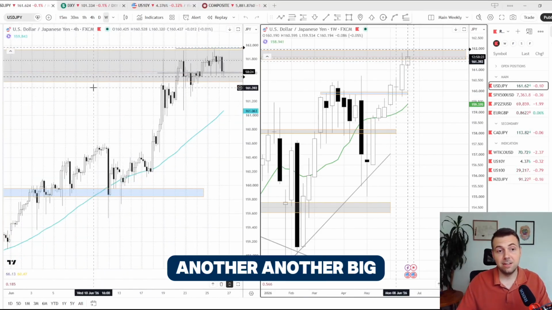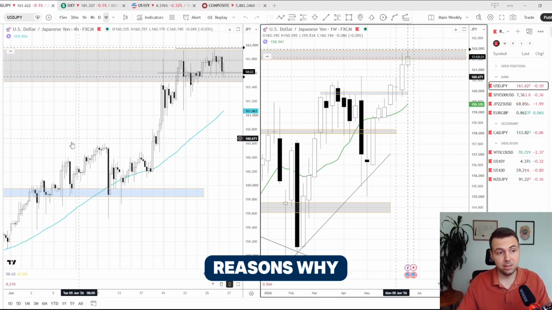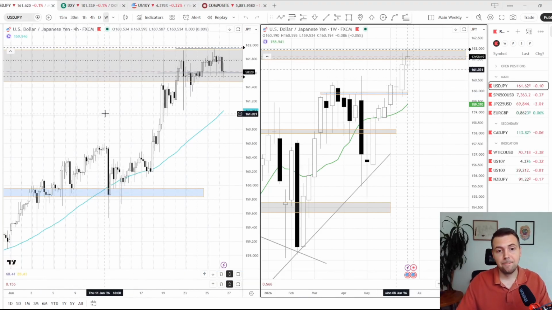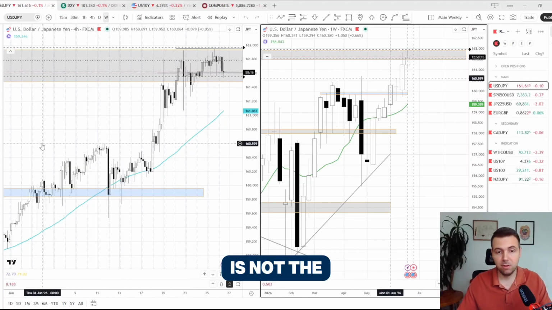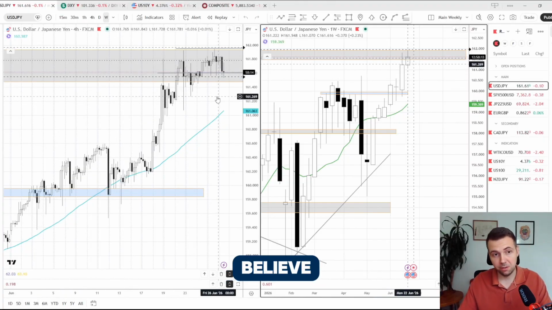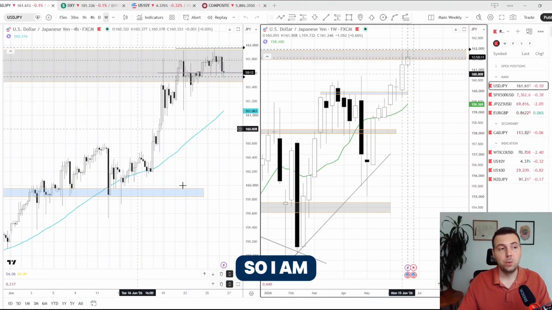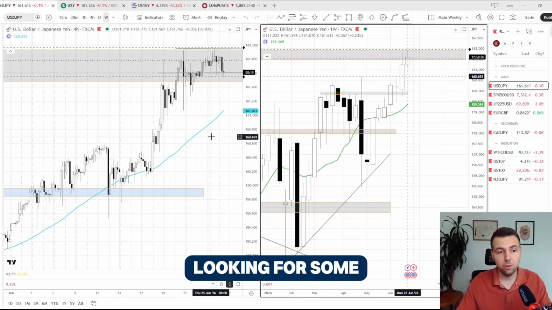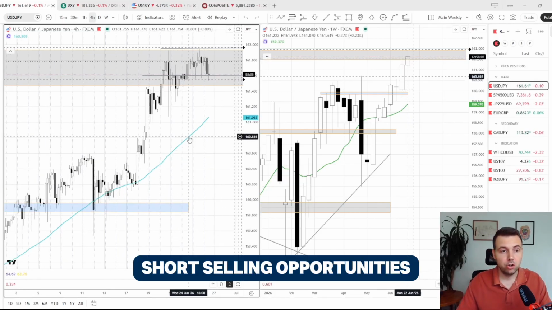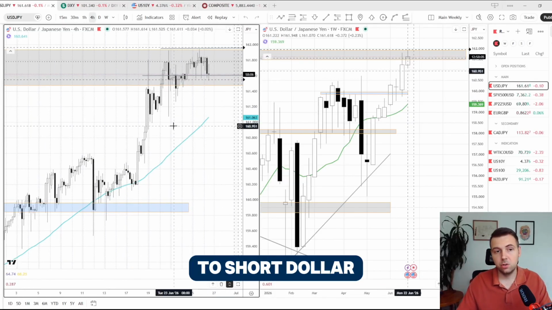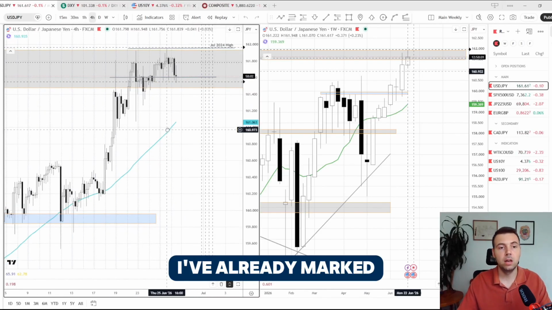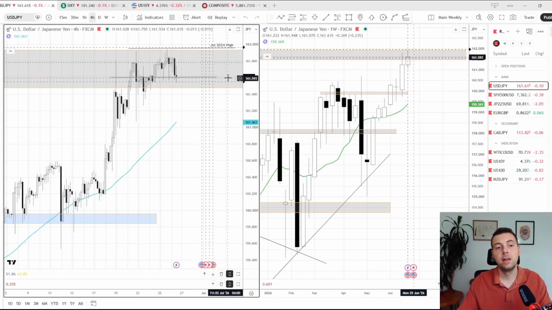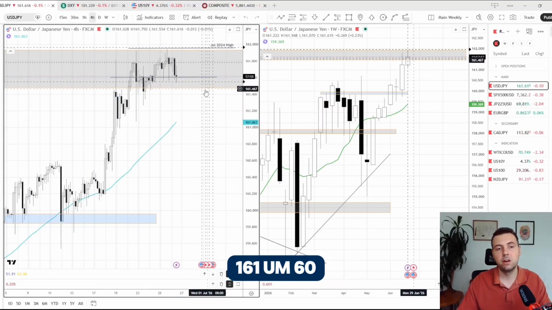And this is another big reason why holding dollars in the short term is not the best idea, I believe. So I am looking for some short selling opportunities to short dollar against yen here. I've already marked a short-term support zone at 161.60.